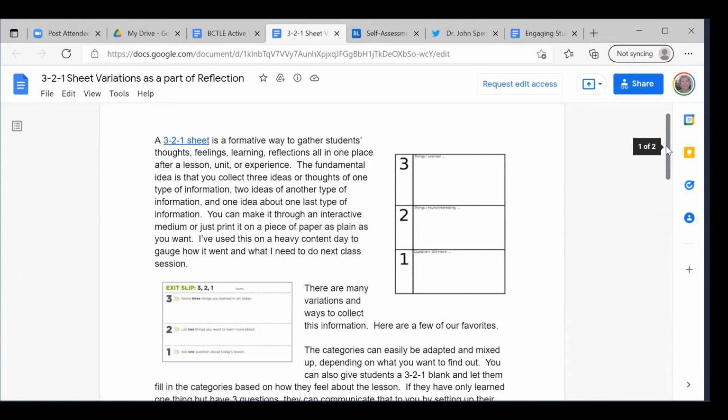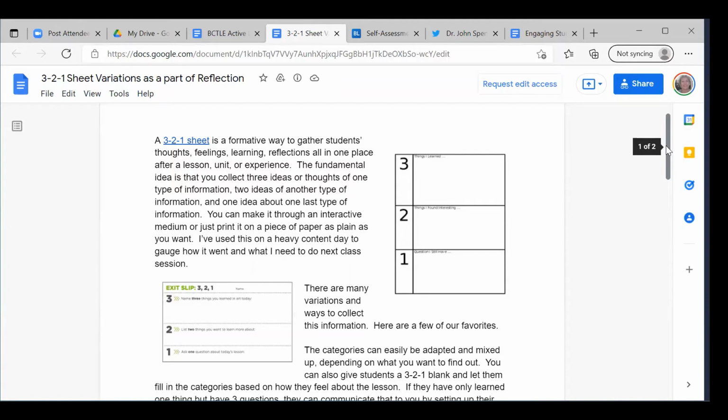Now there are tons of variations. So you could say, hey, 3 things I've learned today. You think about that midpoint of the lesson: 3 things I've learned today, 2 questions I still have, and what's 1 goal I have for the rest of the class session. Or you could collect this at the end for a next class session. What I often would do is give students a 3, 2, 1 in a very generic kind of box moment like that.